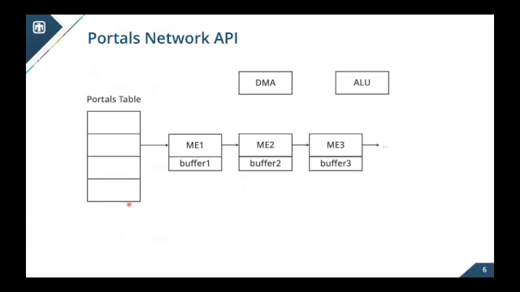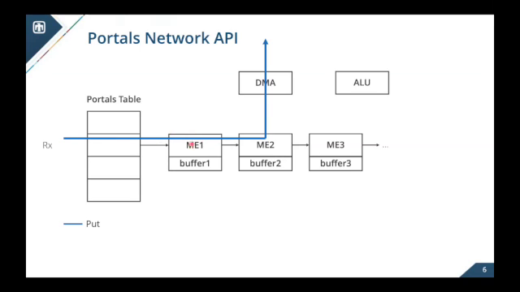On the left here, we have a portals table. It has a number of entries. Attached to an entry can be some matching elements, right? They have match bits. So this is sounding very familiar, and they specify buffers. There's a DMA engine and an ALU. And so a put, of course, will be very MPI-esque.